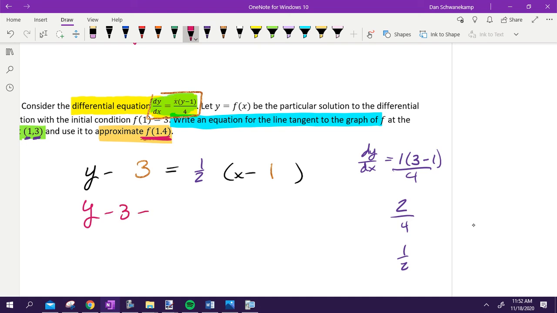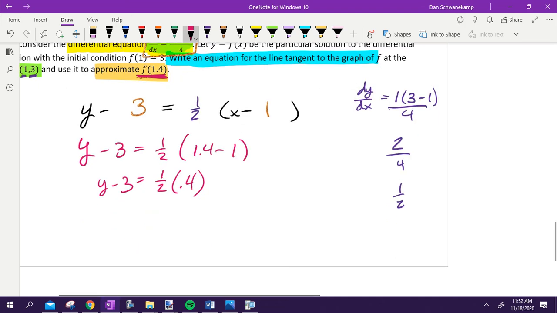So then I'm going to go everywhere where I have an x and plug in 1.4. That's 1/2 times, 1.4 minus 1 is 0.4. Then I'm going to add 3. Half of 0.4 is 0.2. Add 3 over, y equals 3.2.